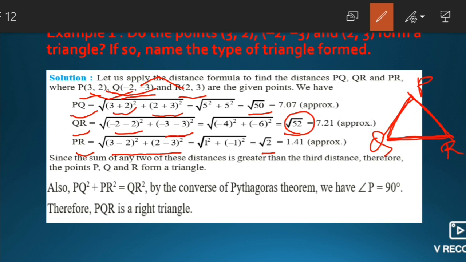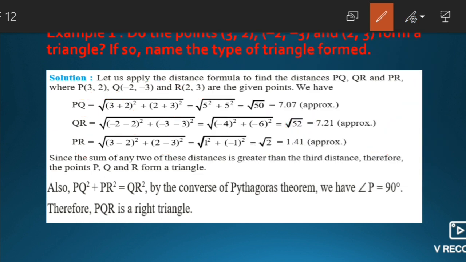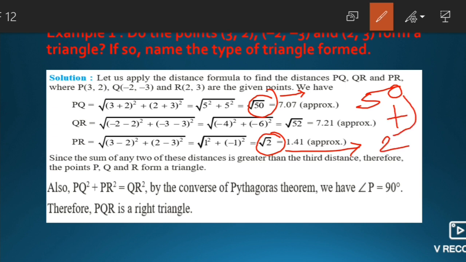So as you can see, let me explain this one again. If you do the square of this one, it will become 50, and the square of this one will become 2. If you add this 50 and 2, you will get 52, which is equal to the square of this one. That means you can say that PQ square plus PR square is equal to QR square.